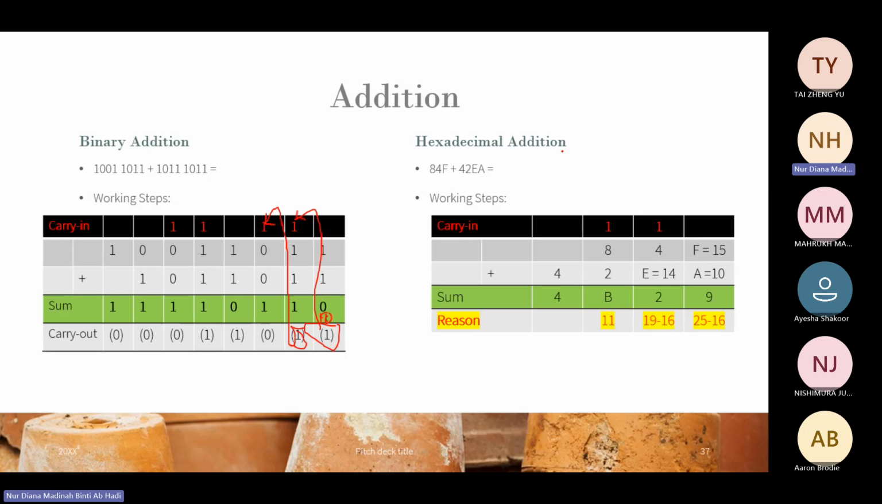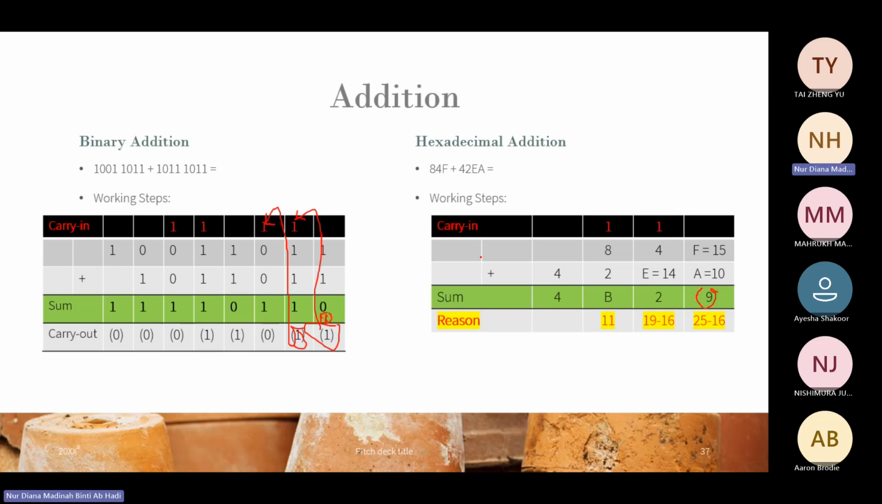Same goes with your hexadecimals. For hexadecimals, you have rearranged them like this. You cannot do it by adding them directly, so you have to convert them to decimals. So how does this F plus A equal 9? Who knows about this? How come it becomes 9?